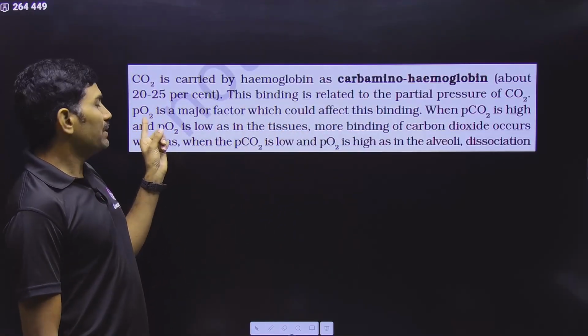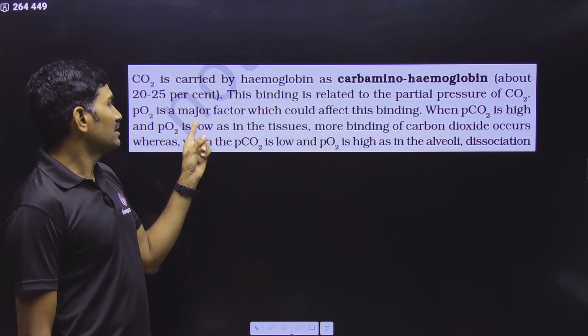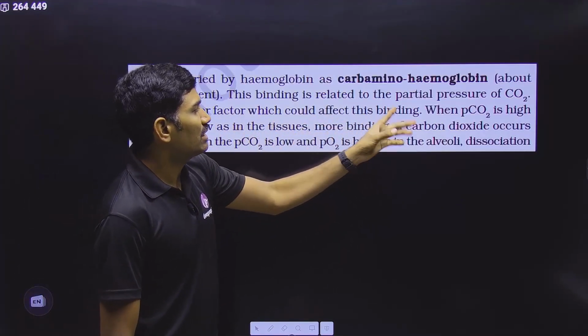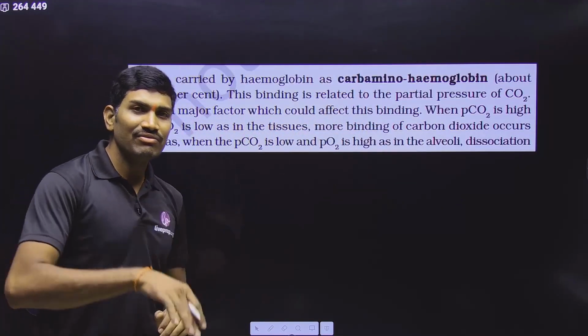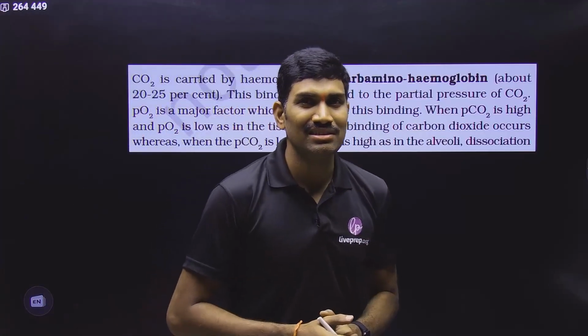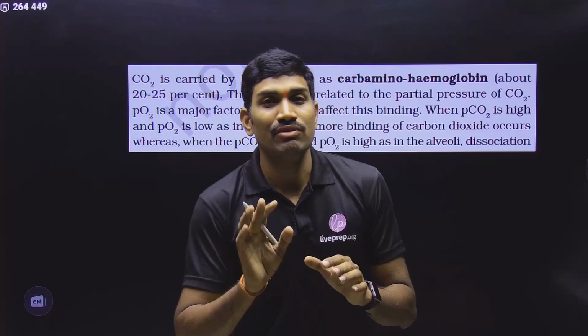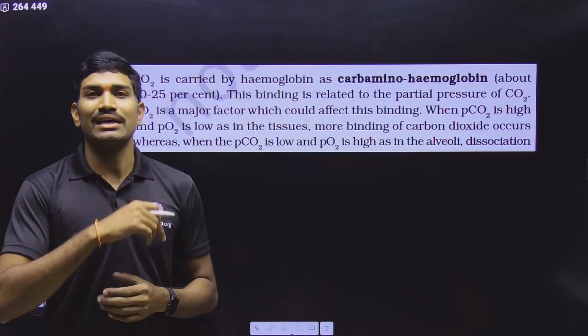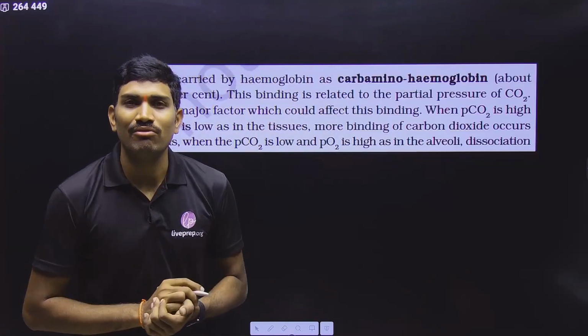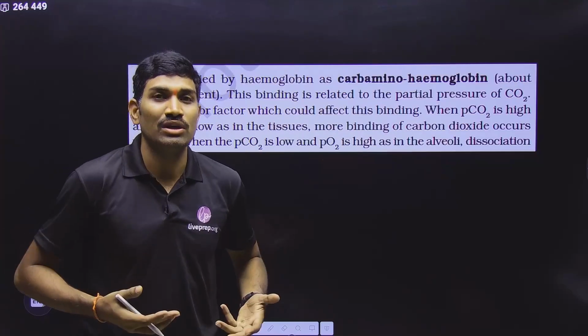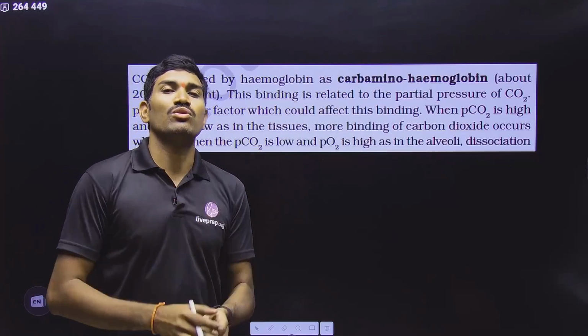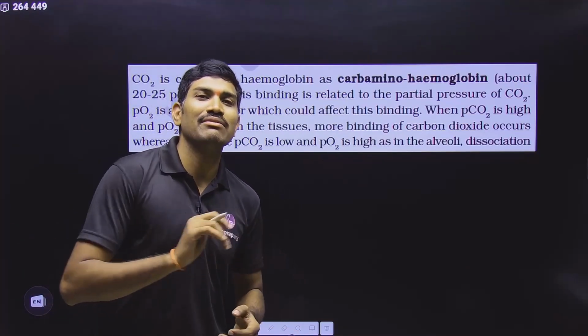PO2, the partial pressure of oxygen, is a major factor which could affect this binding. At the level of tissues, partial pressure of oxygen is lesser. So that's why it is helping in attachment of CO2 with hemoglobin. Suppose you are talking at the level of alveoli, what happens? There the oxygen partial pressure is more. If oxygen partial pressure is more, CO2 cannot easily bind with hemoglobin.